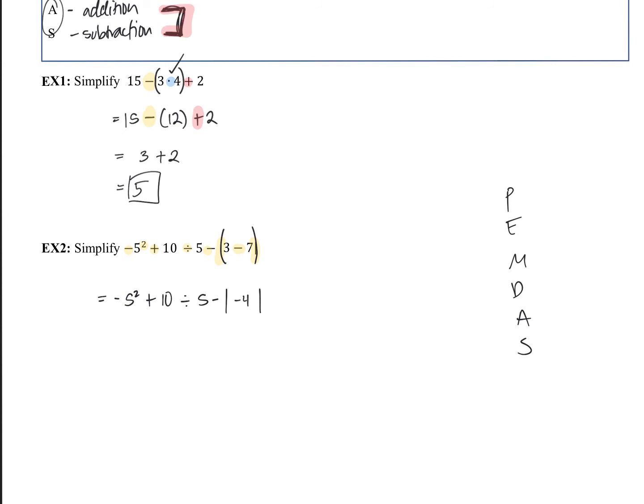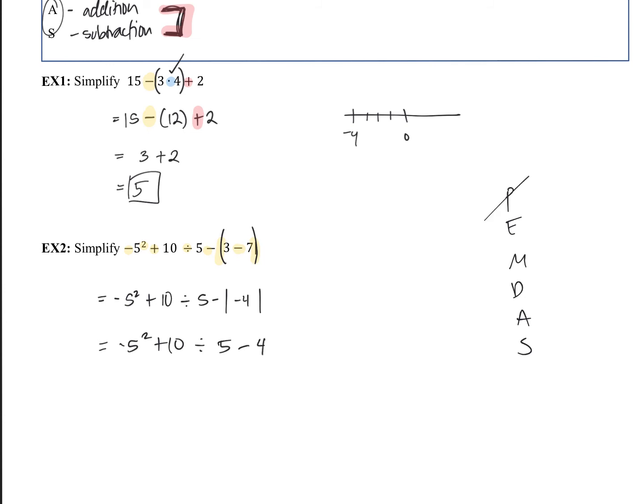Absolute value of negative 4. We still haven't gotten rid of the absolute value yet. So let's keep doing that. What does the absolute value mean? It means the number you have on the inside, you just want to know the distance from 0. So negative 4, how far away is it from 0? Just 4 units. 1, 2, 3, 4. Okay, so you could always think of it this way: the absolute value just takes the positive of the number on the inside. Whatever's on the inside, take the positive. So it'll be negative 5 squared plus 10 divided by 5 minus, and the absolute value of negative 4 is 4.